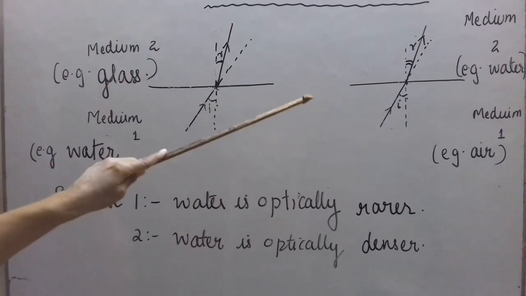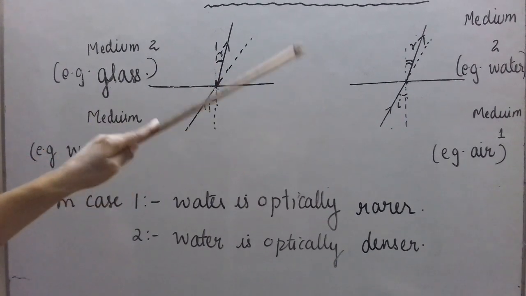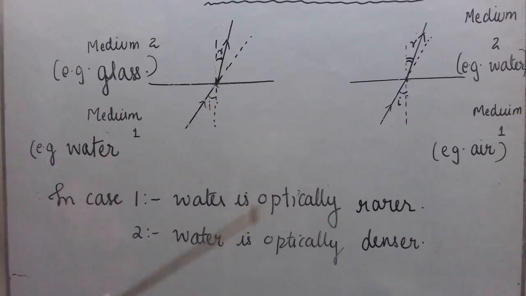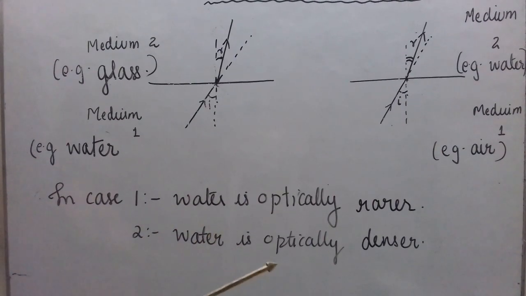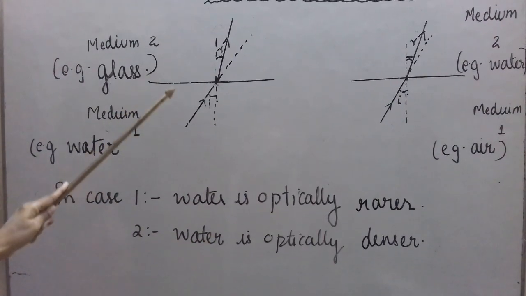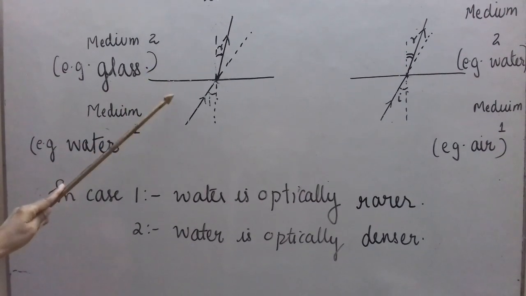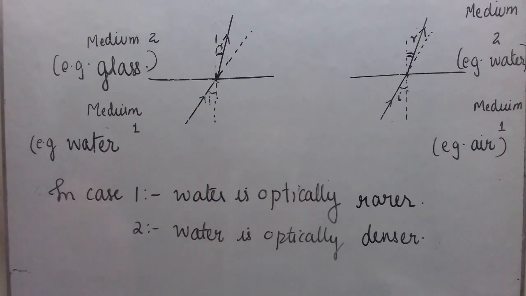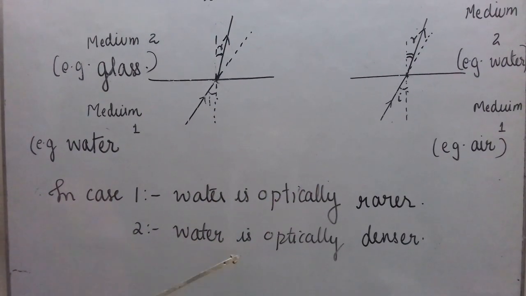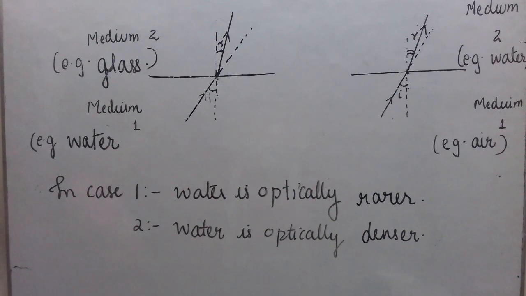In that case, the speed of light is less in water than in air. So water becomes the optically denser medium. So please do remember that optically rarer or optically denser depends on comparing two media and comparing the speed of light in the two different media. Wherever the speed of light is more, that medium is optically rarer. Wherever the speed of light is less, that is optically denser. I hope this is a new concept for you, but you have to understand it properly.